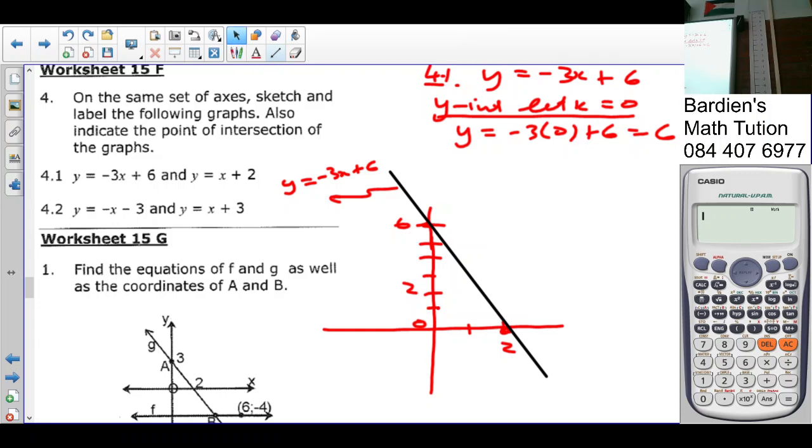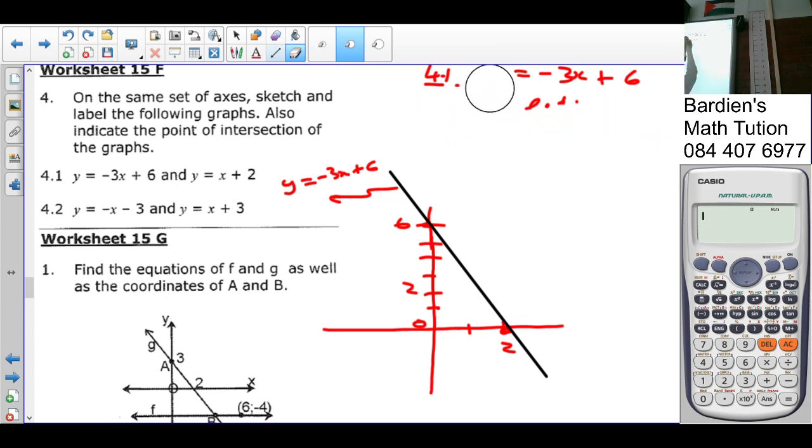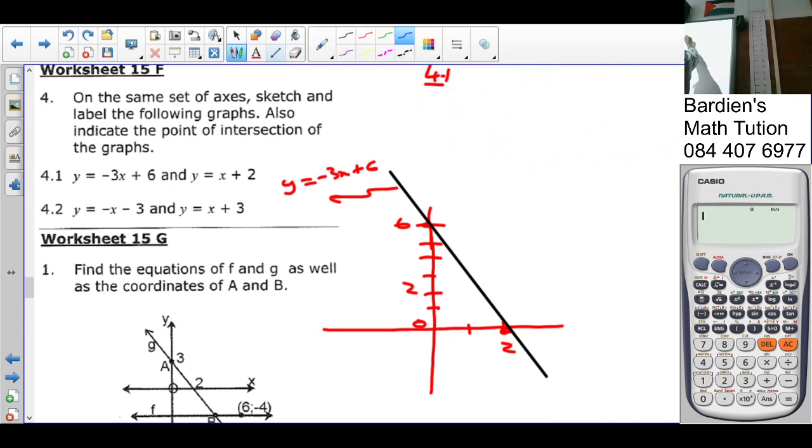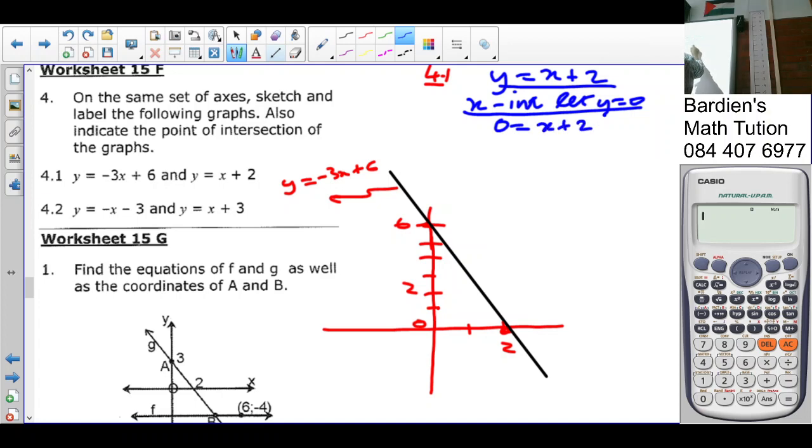Let's look at the other graph. Let's take this off here because I need the space. Now the equation is y is equal to x plus 2. Again, x-intercept, what do we do? Let y equal to 0. So 0 is equal to x plus 2. So x is minus 2. So it's going through here. That's fairly close to each other.